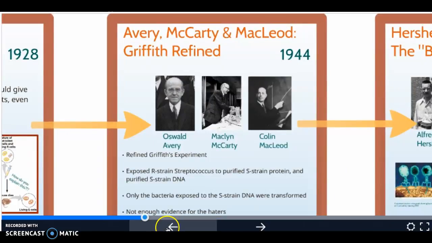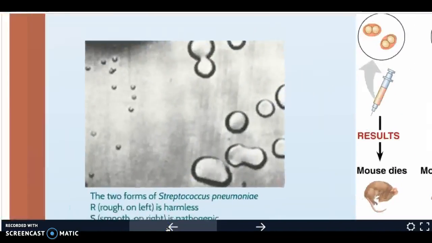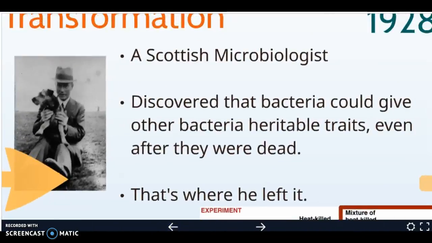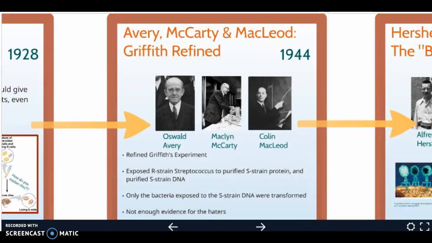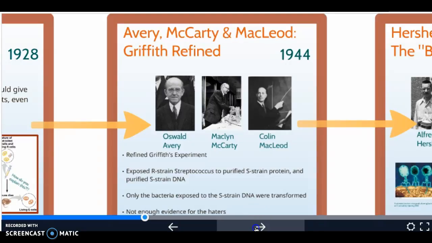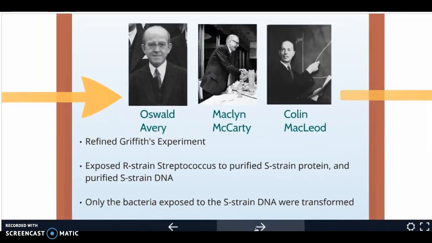And so then, after Griffith did that, we have three other scientists who came along and took Griffith's experiment and refined it: Avery, McCarty, and MacLeod. You see the photographs of the three gentlemen here. They took Griffith's experiment and moved it one step further. Ideally, what they were trying to determine is if it was protein-based or nucleic acid-based that was being moved from one bacteria to the other. So they exposed the strains of bacteria that Griffith had to pure strains with proteins to see if the proteins were moving or if the nucleic acids were moving.